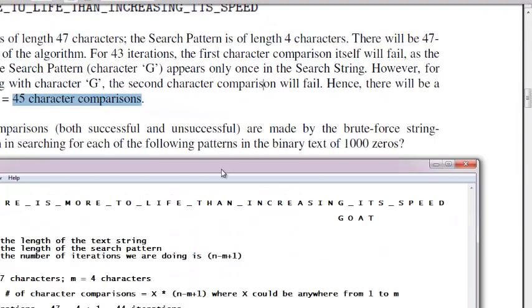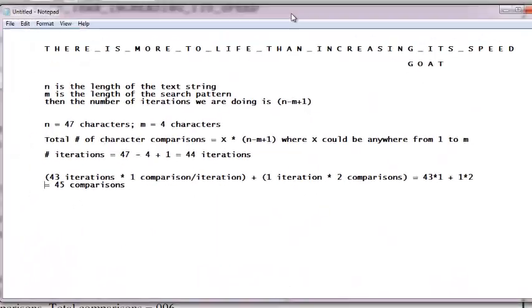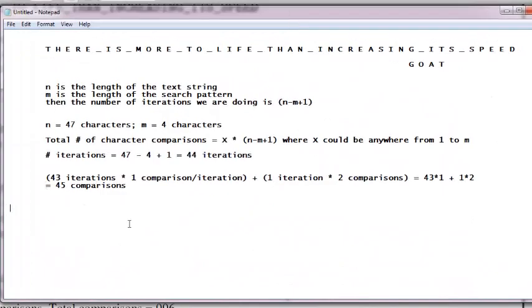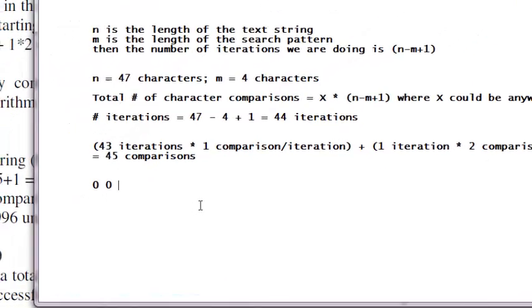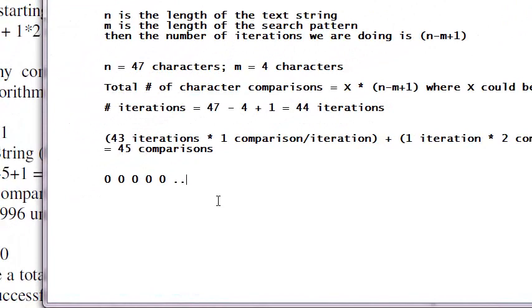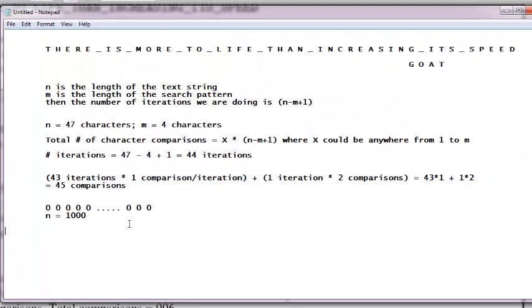Okay, so let's start with the first one. You're given a text string that is basically 1000 zeros, so you have zeros like this. How many zeros? 1000 zeros. Okay, so the length of the text string is going to be 1000 bits or characters, whatever you want to call them. And the first part is going to be 0001, right? So that is going to be 5 bits.